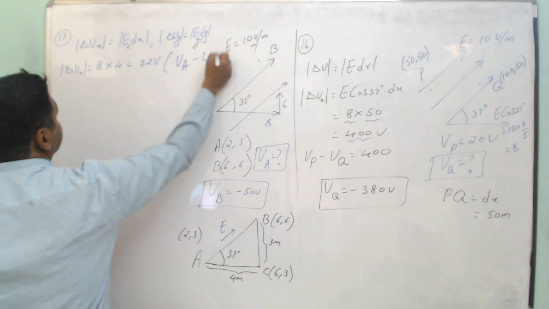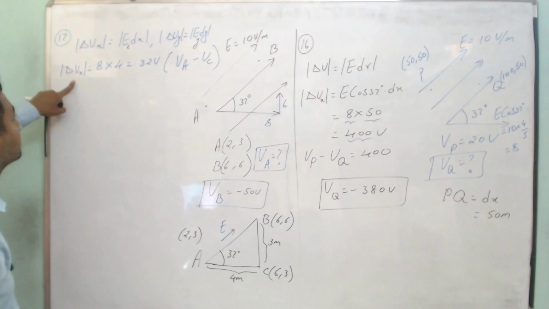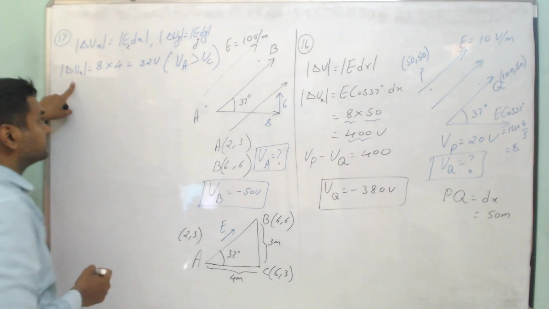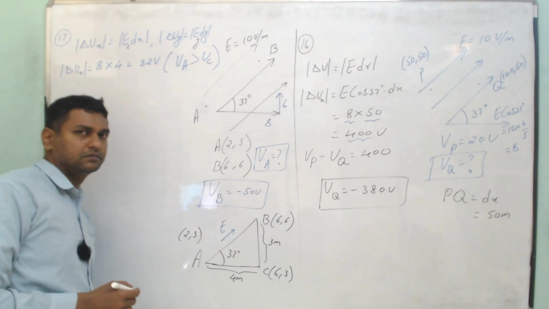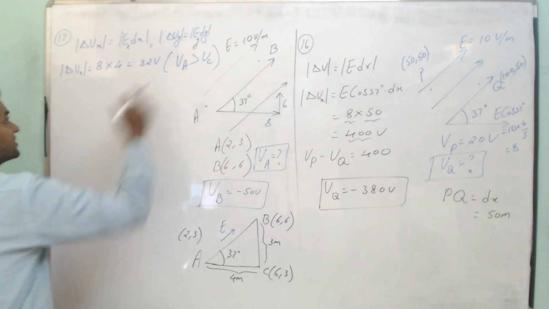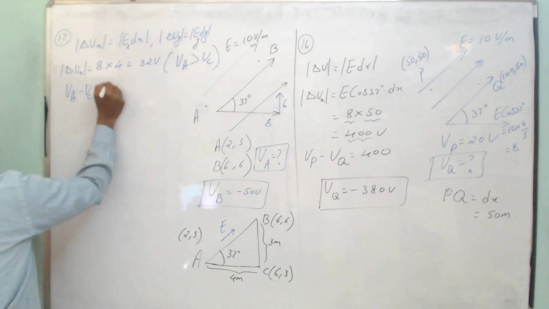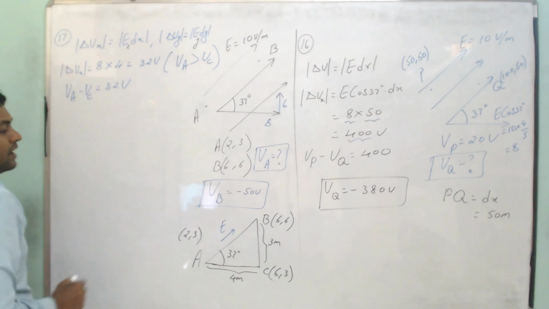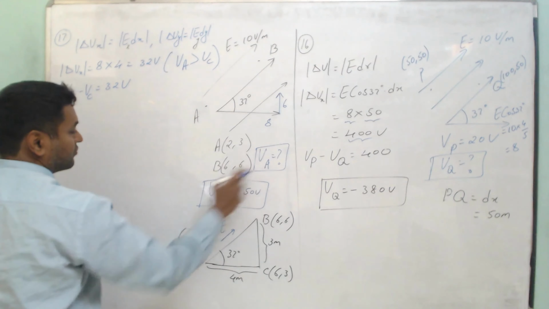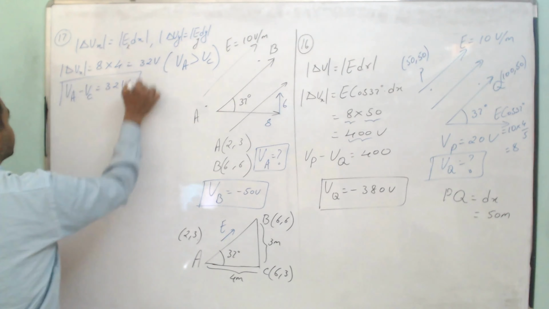So delta V, intuitively, what should I write? Mod delta Vx. Too much mathematics solving. VA minus VC. I wrote that over there. So VA minus VC is equal to 32 volts, and we don't know what VA is. We have to find what VA is. Only VB is given. So let us take this as first equation.